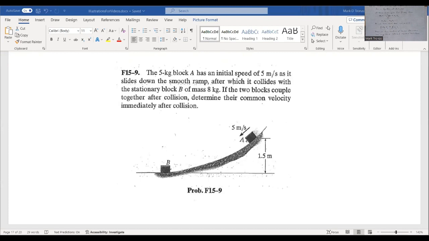Next, we're going to look at F15-9. We have a 5 kilogram block that has an initial speed of 5 meters per second, and it slides down a smooth ramp. Of course, that implies no friction. After which it collides with a stationary block B of mass 8 kilograms. If the two blocks couple together after collision, determine their common velocity immediately after collision.